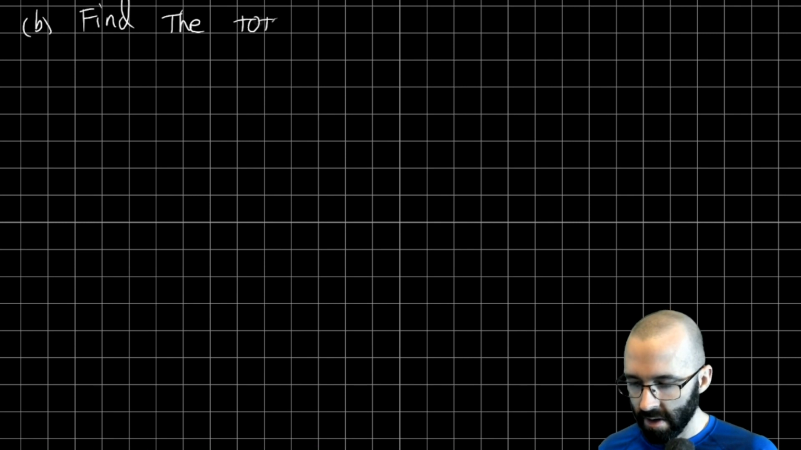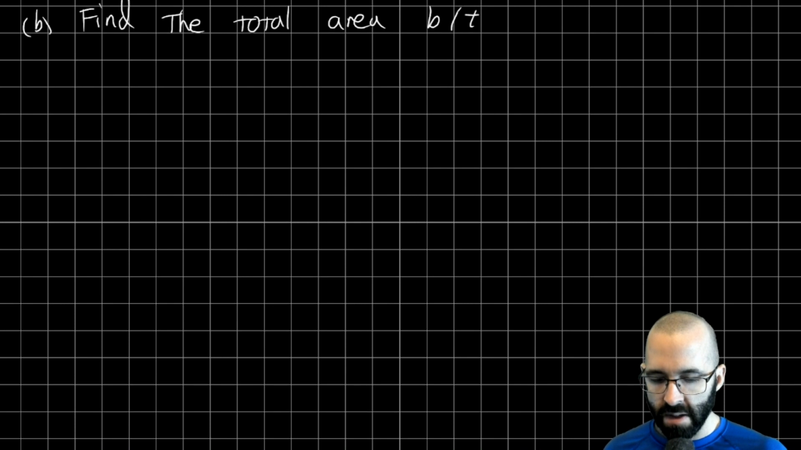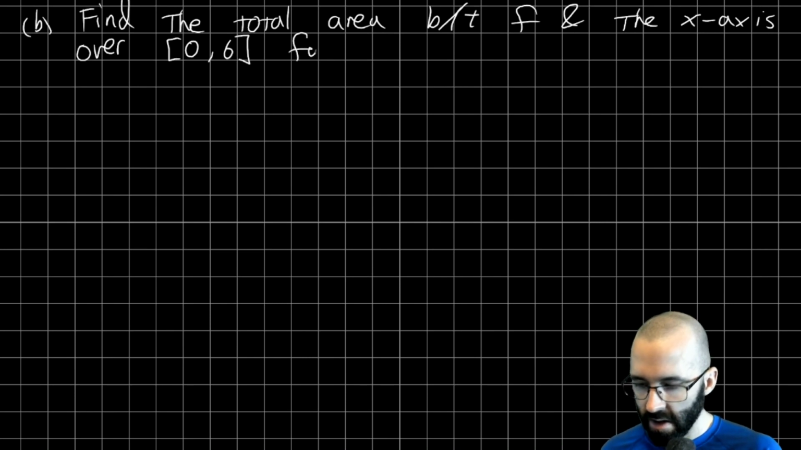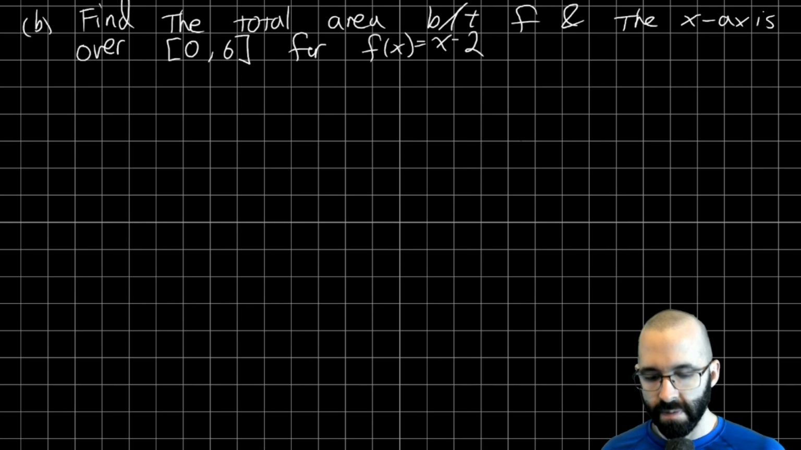All right, so next one is going to be part B. Part B asks, find the total area between, that's my shorthand for between, that's a slash, not an L. I'm not talking about BLTs here. Between f and the x-axis over the interval from 0 to 6, for f of x equals x minus 2.